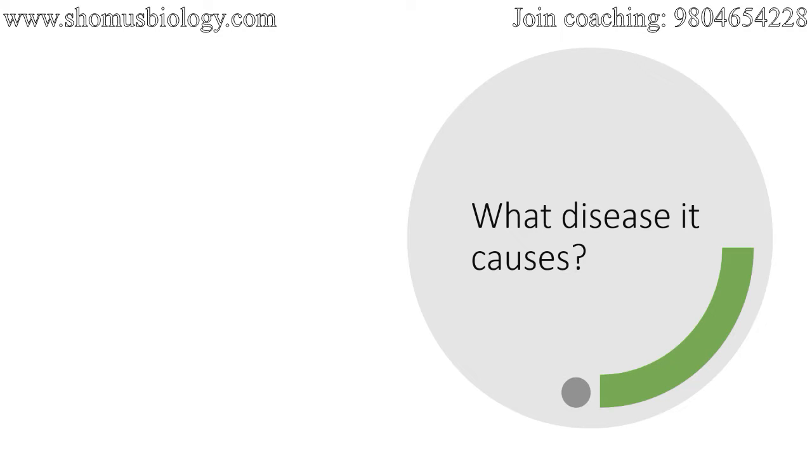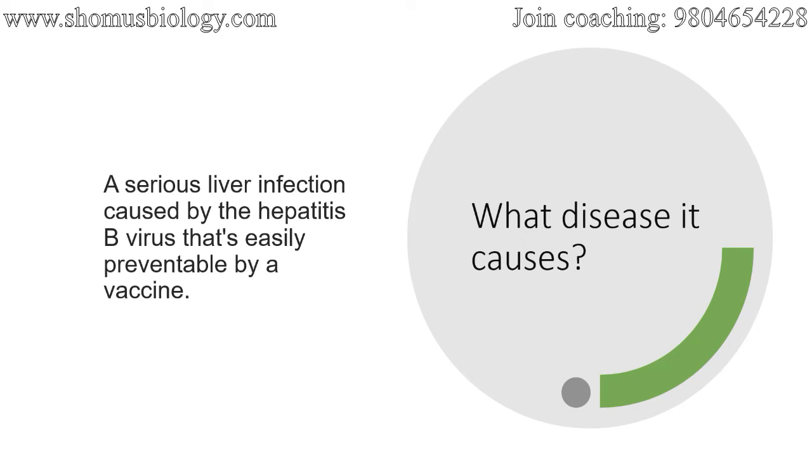So what disease does it cause? Serious liver infection that's easily preventable by a vaccine, and we have a vaccine to prevent against hepatitis B. Hepatitis B can be life-threatening, it can be dangerous compared to hepatitis A, and it's also infectious, but it can be prevented with proper vaccination.